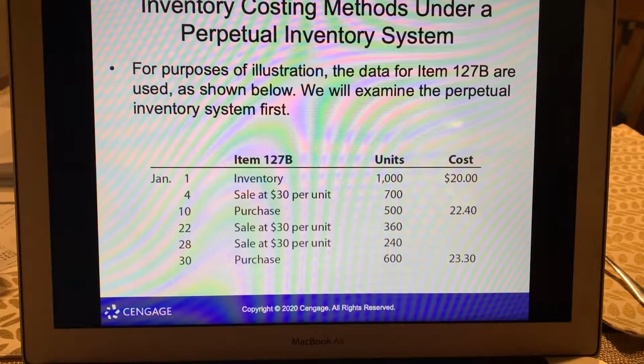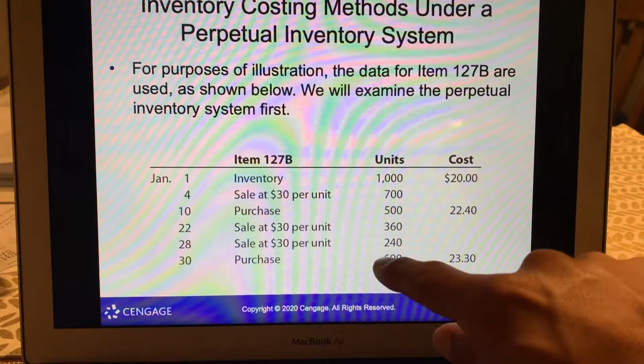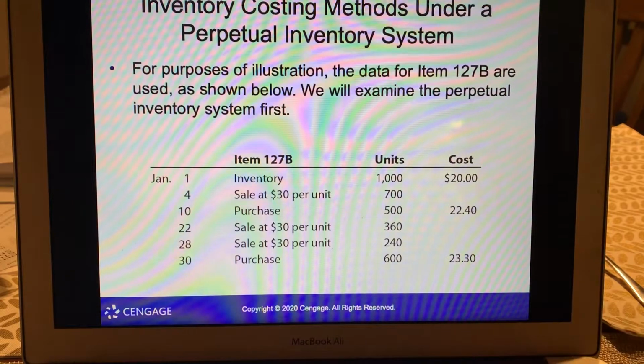So for purposes of illustration, the data for 127B are used as shown below. We'll examine the perpetual inventory system first. Inventory 1,000 units at $20. Sale price $30 per unit. 700 were sold. Purchase 500 units at $22.40. Sale at $30 per unit for when units sold were $360. Another sale of 240 was made for $30, and lastly another purchase of 600 for $23.30.